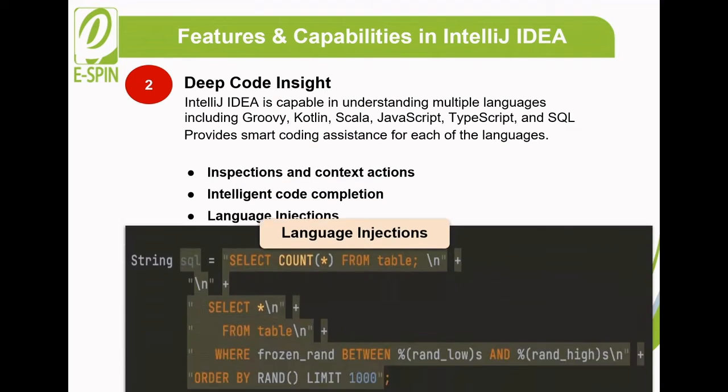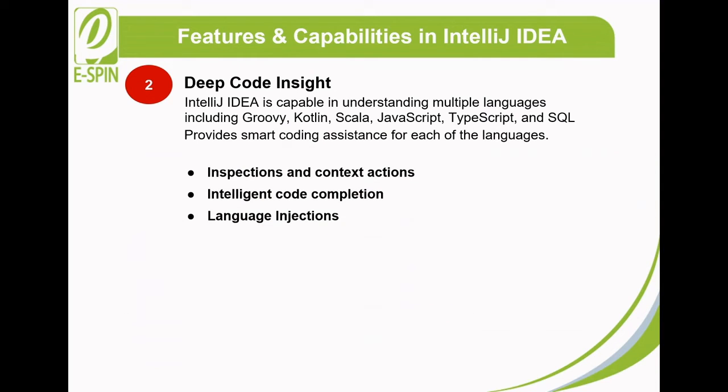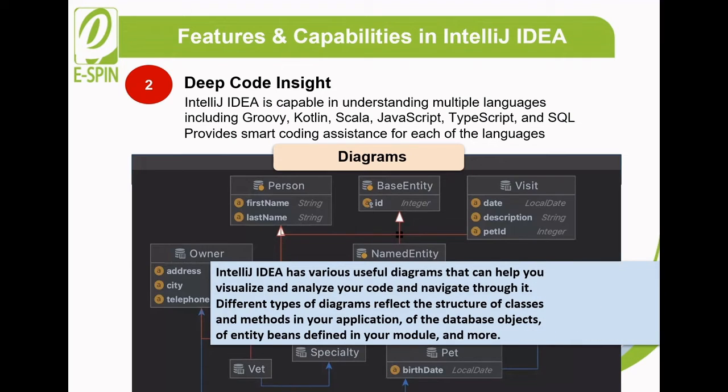Language injections. IntelliJ IDEA lets you work with elements of code in other languages embedded in your code, making you not notice differences when working with the core Java code or the code that you have injected. Diagrams. IntelliJ IDEA has various useful diagrams that can help you visualize and analyze your code and navigate through it.